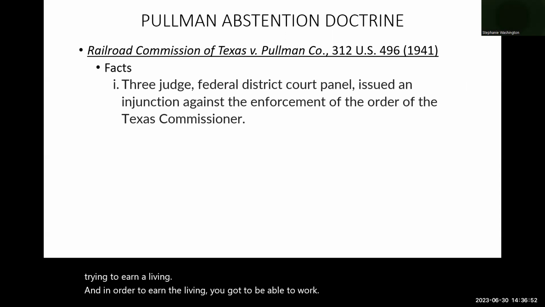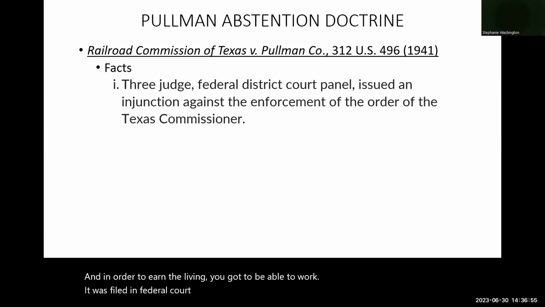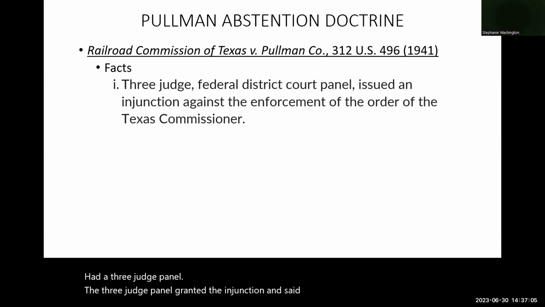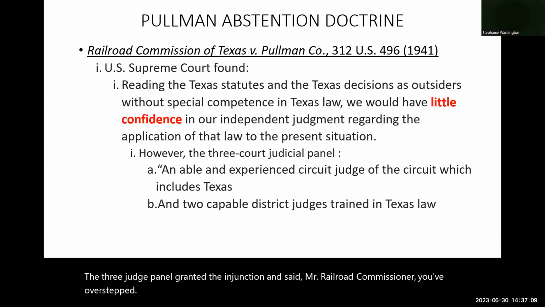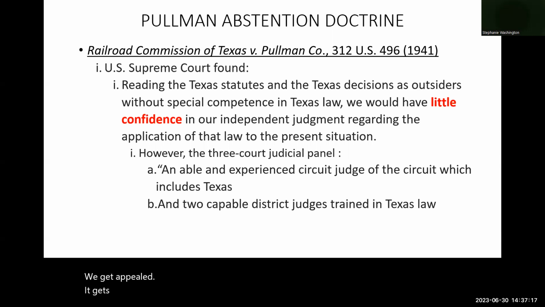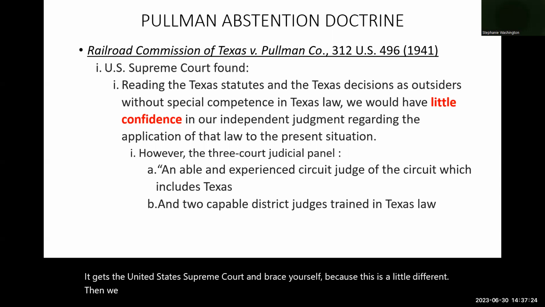It was filed in federal court, and the federal district court had a 3-judge panel. The 3-judge panel granted the injunction and said, Mr. Railroad Commissioner, you've overstepped. It gets appealed. It gets to the United States Supreme Court, and brace yourself, because this is a little different than we've heard the Supreme Court before.